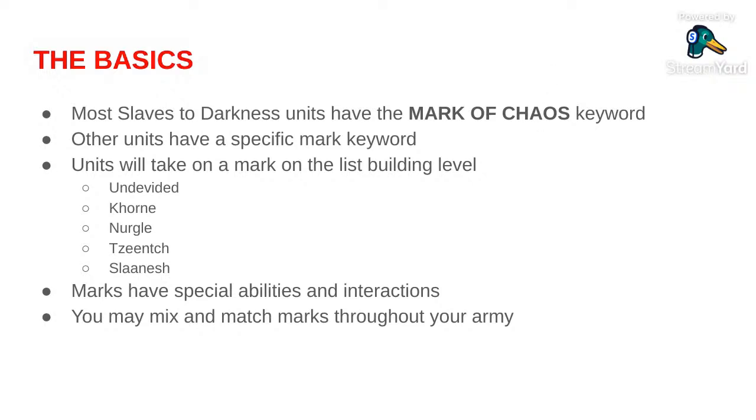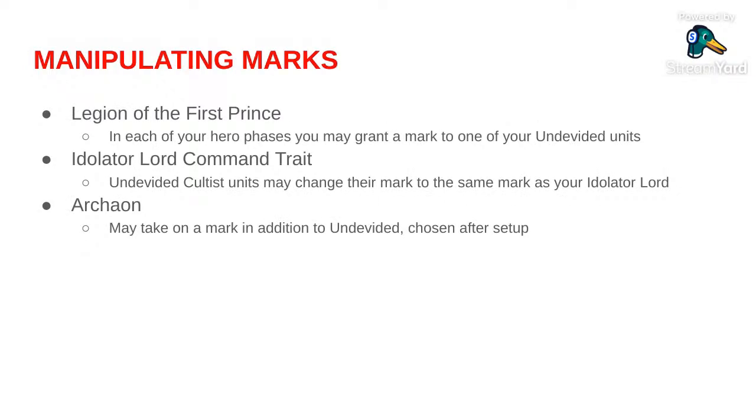Moving right along. So other than just choosing a Mark of Chaos when you are building your list, or having one already on your War Scroll, there's a couple of ways to manipulate your God marks. Legion of the First Prince, that is one of your subfactions. That lets you take one of your undivided units in each of your hero phases and give them an additional chaos mark on top of being undivided until your next hero phase.